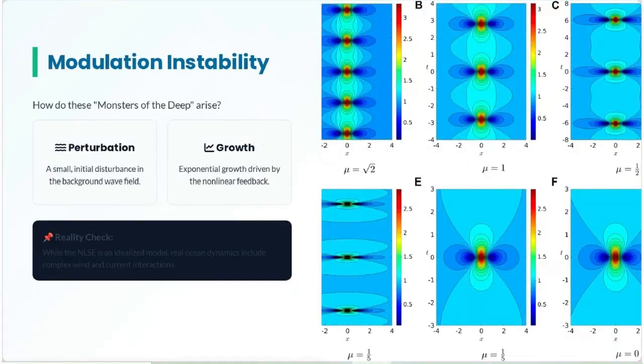But where do rogue waves come from? One important mechanism is modulation instability. Tiny fluctuations inside the wave grow exponentially because of nonlinear feedback. Over time, energy becomes concentrated into localized regions, producing extreme wave events. Although the model shown here is idealized, similar mechanisms are believed to contribute to real rogue waves in oceans.